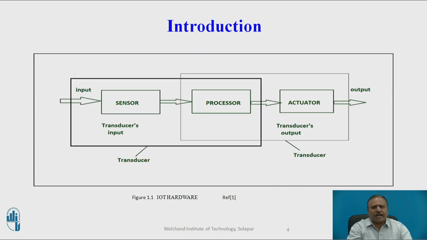Now this is the block diagram of the IoT hardware regarding the sensor. In this part we are going to see three components: sensor, processor and actuator. Input is given to the sensor in any form, called the transducer's input, which goes to the next unit, the processing unit, where the data is processed, and the output is given to the actuators. This is the actual output which the user can use. So this block diagram consists of transducer's input and transducer's output. This is the block diagram of IoT hardware.